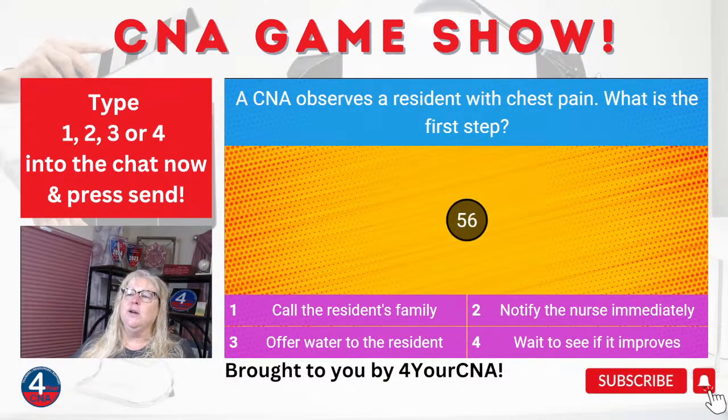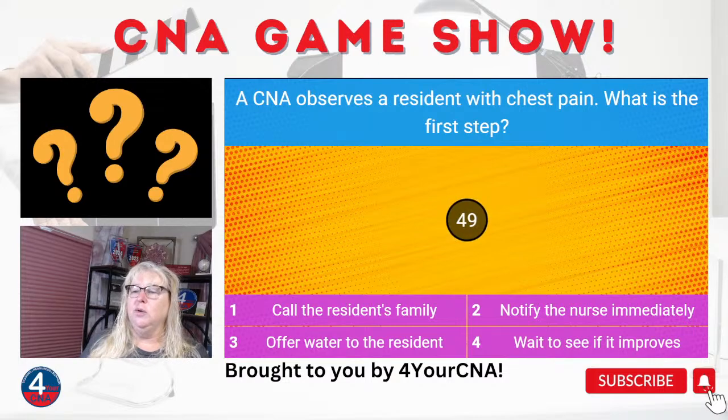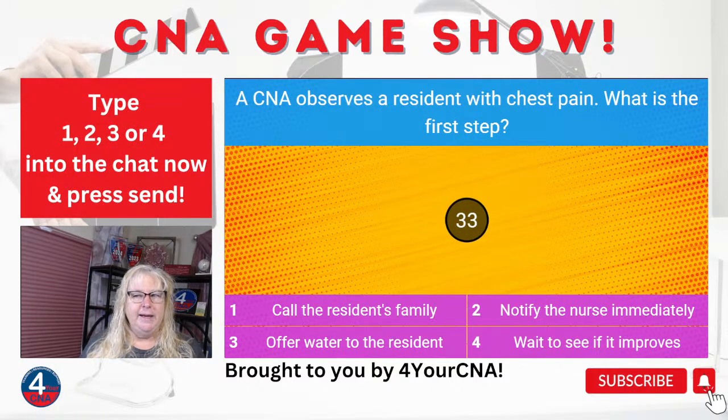A CNA observes a resident with chest pain. What is the first step? 1, call the resident's family. 2, notify the nurse immediately. 3, offer water to the resident. Or 4, wait to see if it improves. So a CNA observes a resident with chest pain. What is our first step? 1, call the family. 2, notify the nurse. 3, offer water to the resident. Or 4, wait to see if it improves. Go ahead and lock in your final answer. You've got about 20 seconds left.